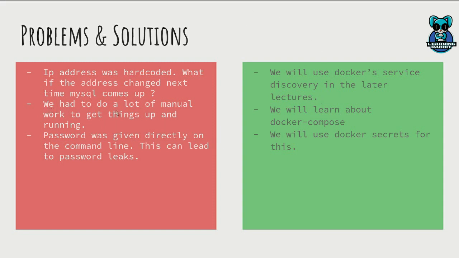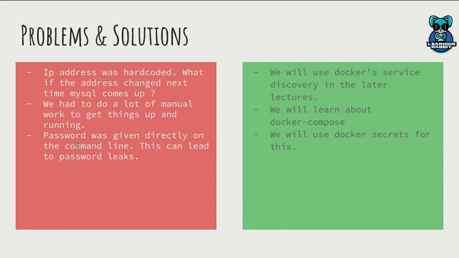So the second point is we have to do a lot of manual work. You saw that I had to build, and then I had to run, and then I had to find the IP address. Then I had to run first the database, find the IP address, and then run my REST. So what if there was an automation around this? There is. There's a way to do all these things with just one command. And we will learn about that in the later lectures as well, which is called Docker Compose.